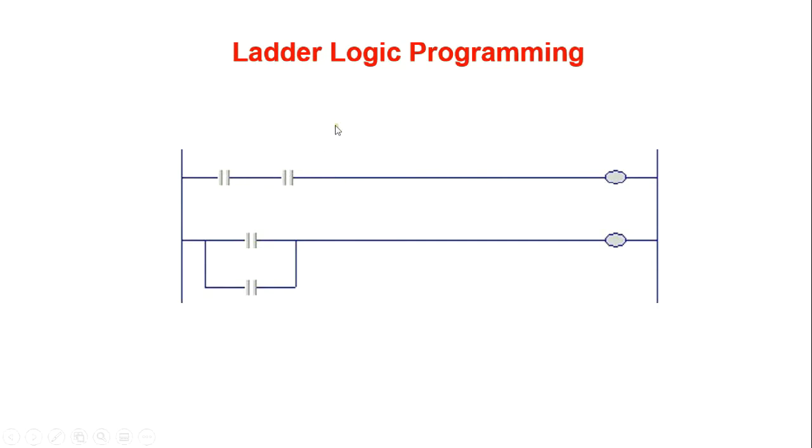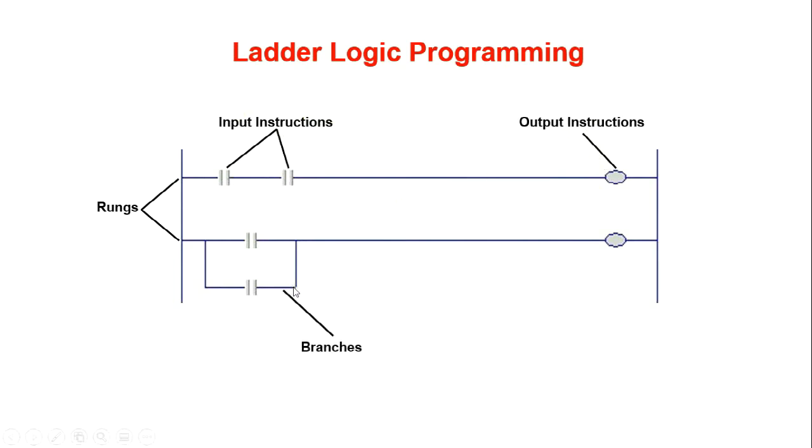What does it consist of? You have rungs, you have instructions, and these are input instructions, and you have output instructions. In addition to that, you have branches where you can divert the flow of power to the output.